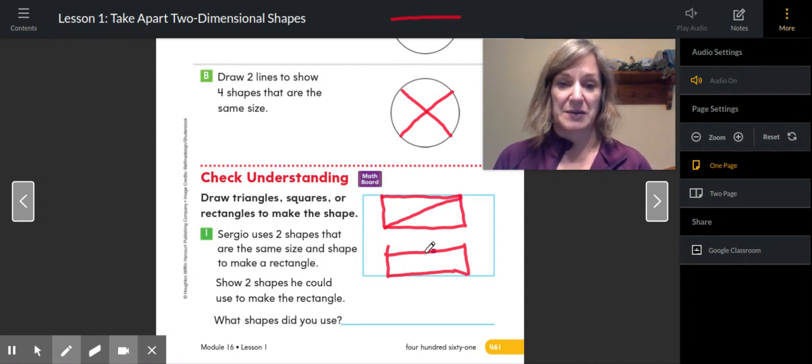Or I could divide my rectangle into 2 smaller rectangles or 2 squares, depending on the size of my rectangle. So now you need to pause the video for a second because you need to write in here what shapes you used. If I were doing it, I just used triangles and squares. So I would need to write that. And the words are right here, so they should be spelled correctly, right?